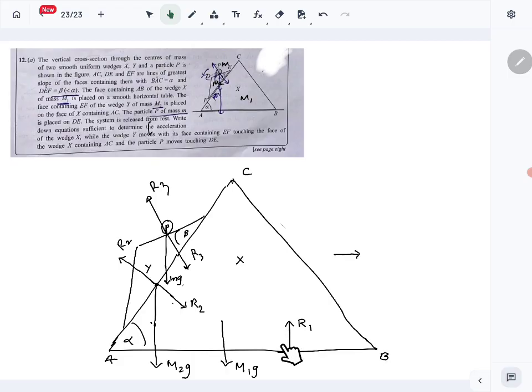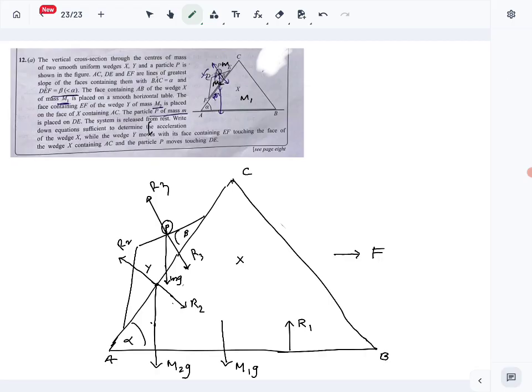Now only look at the forces on wedge X. The forces on wedge X are weight m1 g, reaction R1, and this reaction R2. Because of this reaction, its horizontal component is in this direction. That is why wedge X is moving in that direction. Let's say the wedge X acceleration is capital F.